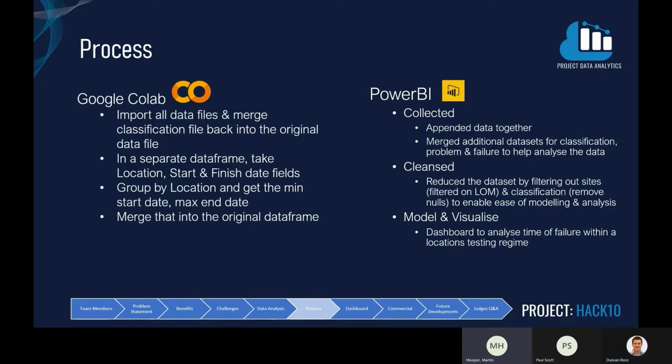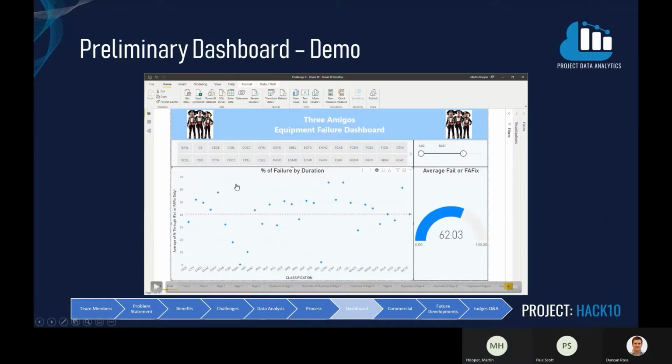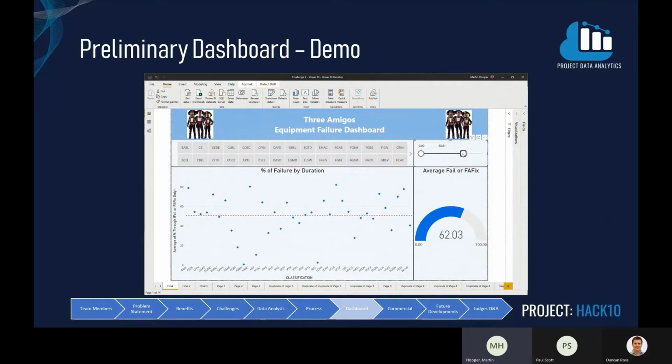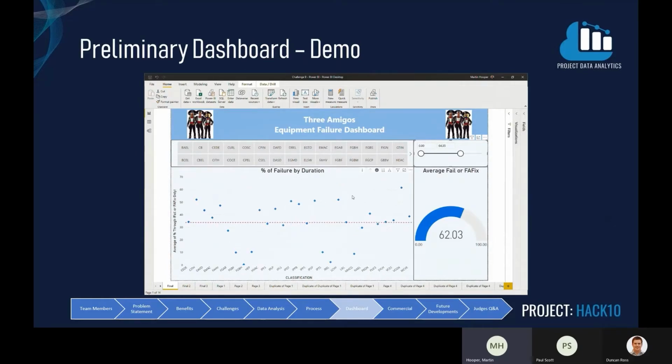Okay, so in Power BI, we followed the data analysis process to collect, cleanse and model the data, which resulted in the following dashboard. So here you can see that we've got our failures by duration. Down the left-hand side of this chart, you can see we've got 0 to 100% there, with a lower percentage meaning that the equipment failed earlier. This percentage could be toggled using the filter in the top right-hand corner, which then allowed us to drill into any classifications along the bottom of the chart.